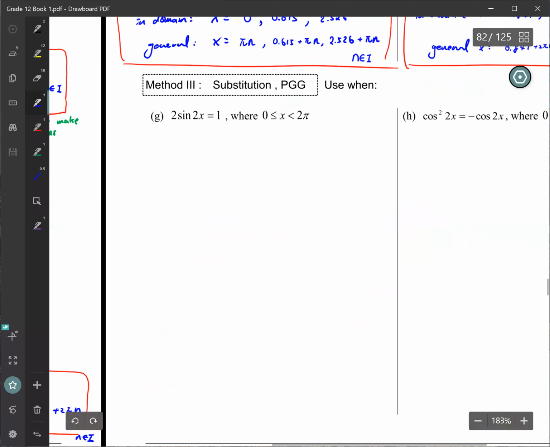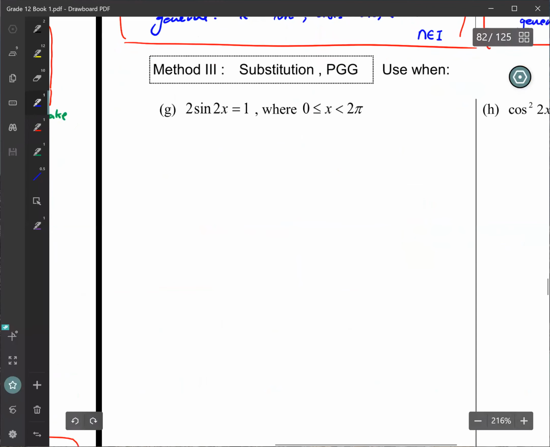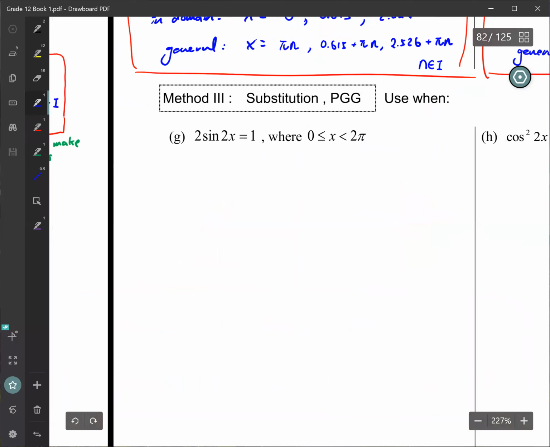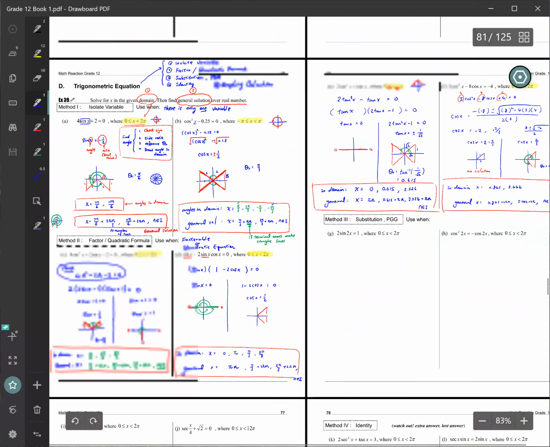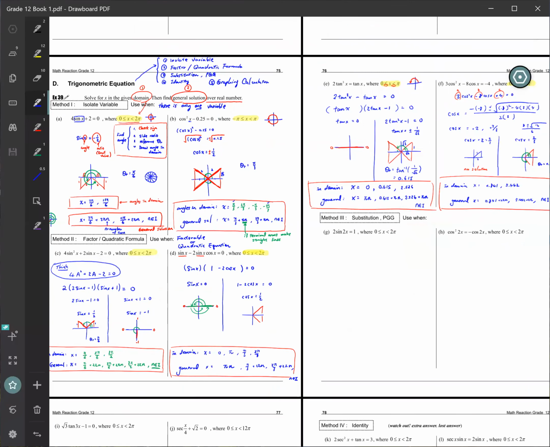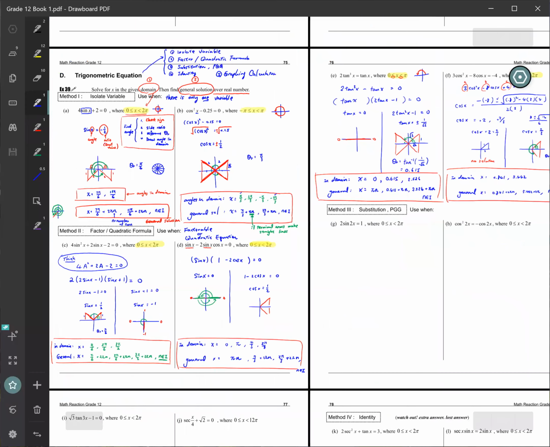I want to cover method 3. Method 3, if you look at question G, compare with everything else that we've done so far, all the questions we've done today. What is the biggest difference? Take a look. What's the biggest difference for question G, H with everything else? Observation, okay? Tell me what you see. What do you see?